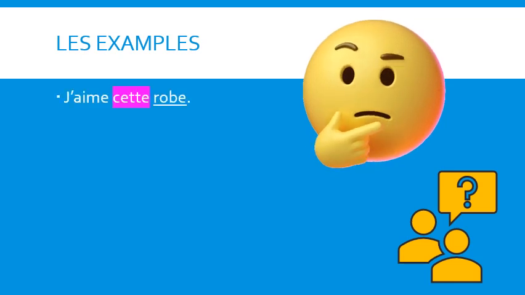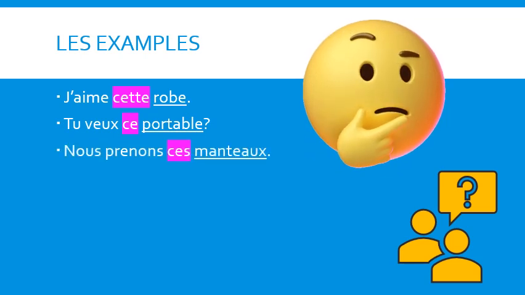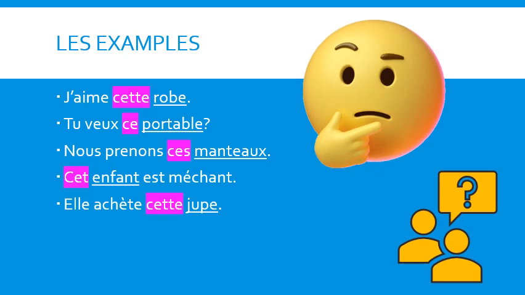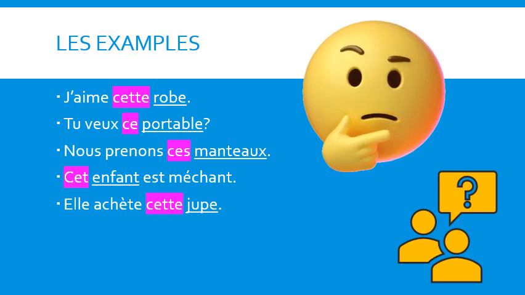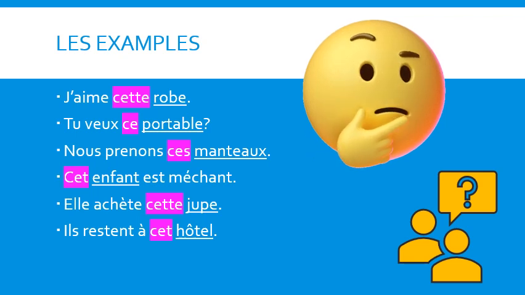Now here are a few sentences where we have to fill in the demonstrative adjectives. So first one, j'aime cette robe. Now here we see robe is the noun which is a feminine singular noun. So as we have just learned, the adjective cette will be used with feminine singular nouns.